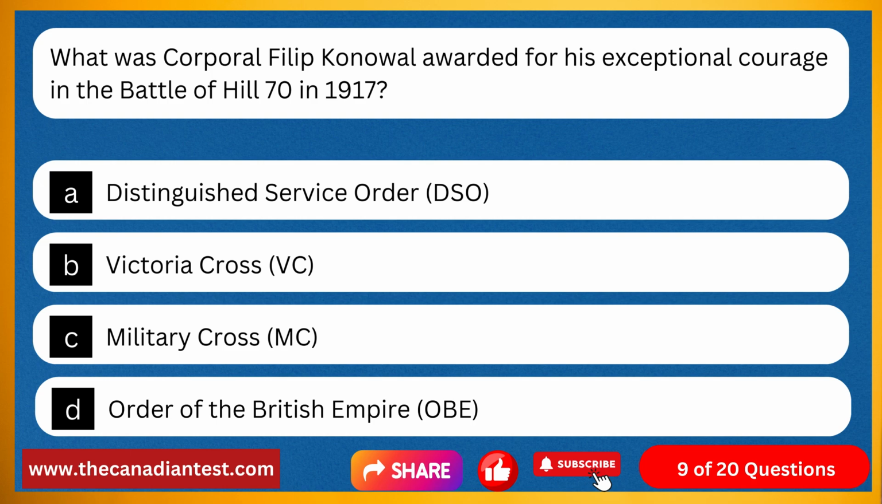Question 9. What was Corporal Filip Konowal awarded for his exceptional courage in the Battle of Hill 70 in 1917? Option A, Distinguished Service Order. Option B, Victoria Cross. Option C, Military Cross. Option D, Order of the British Empire.